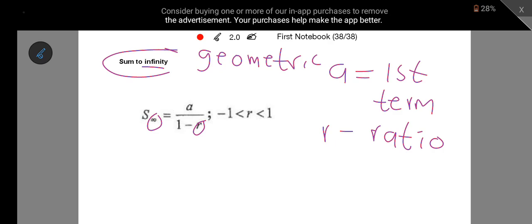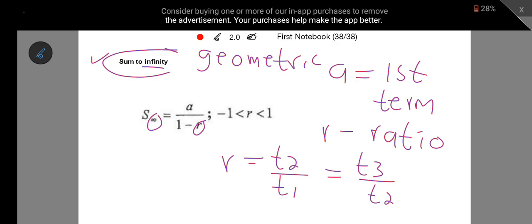The symbol here means infinity. The sum to infinity is equal to A, which is the first term, divided by 1 minus R, which is the ratio. The ratio we don't change: R is equal to T2 over T1, which is equal to T3 over T2. After finding the first term and the ratio, you plug them into the formula to calculate the sum to infinity. Make sure you understand this. Don't make a mistake. First check, is the ratio between -1 and 1? If yes, this means it meets the requirements of being a sum to infinity. Otherwise, it does not.